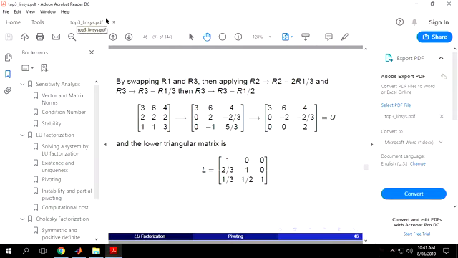You can do either way, but you have to record what row you swap. So this one, I swap first, and then I can do the Gaussian elimination. But you can do it along the way, and when you see that you have to swap, you have to record the swap. Exactly, that's what MATLAB is doing.